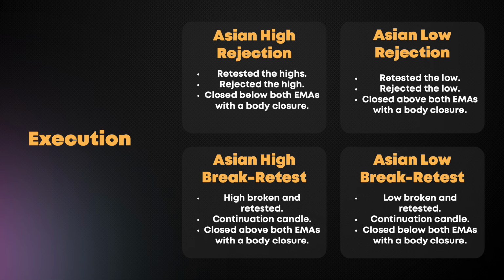Then you have Asian high break retest, where the high is broken and retested. Then a continuation candlestick appeared and the market closed above both of the EMAs with a nice body closure. And the Asian low break retest, where the low is broken and retested, then you see a continuation candle and close below both of the EMAs with a body closure.